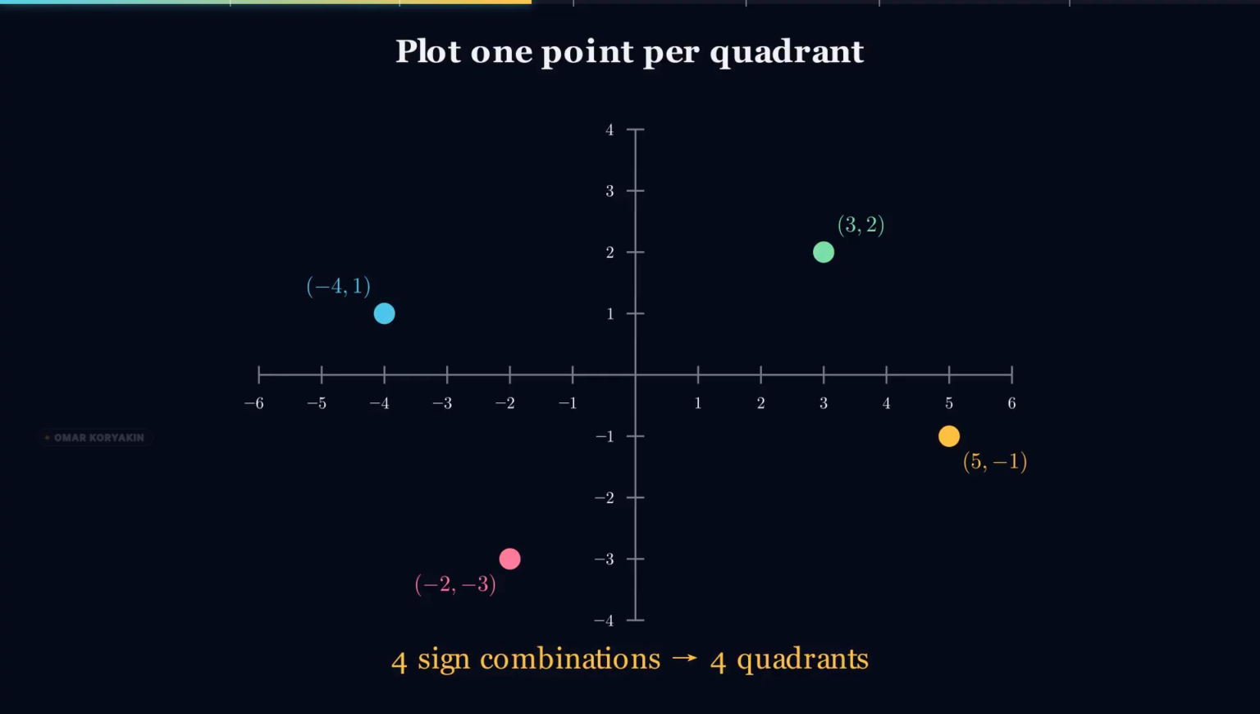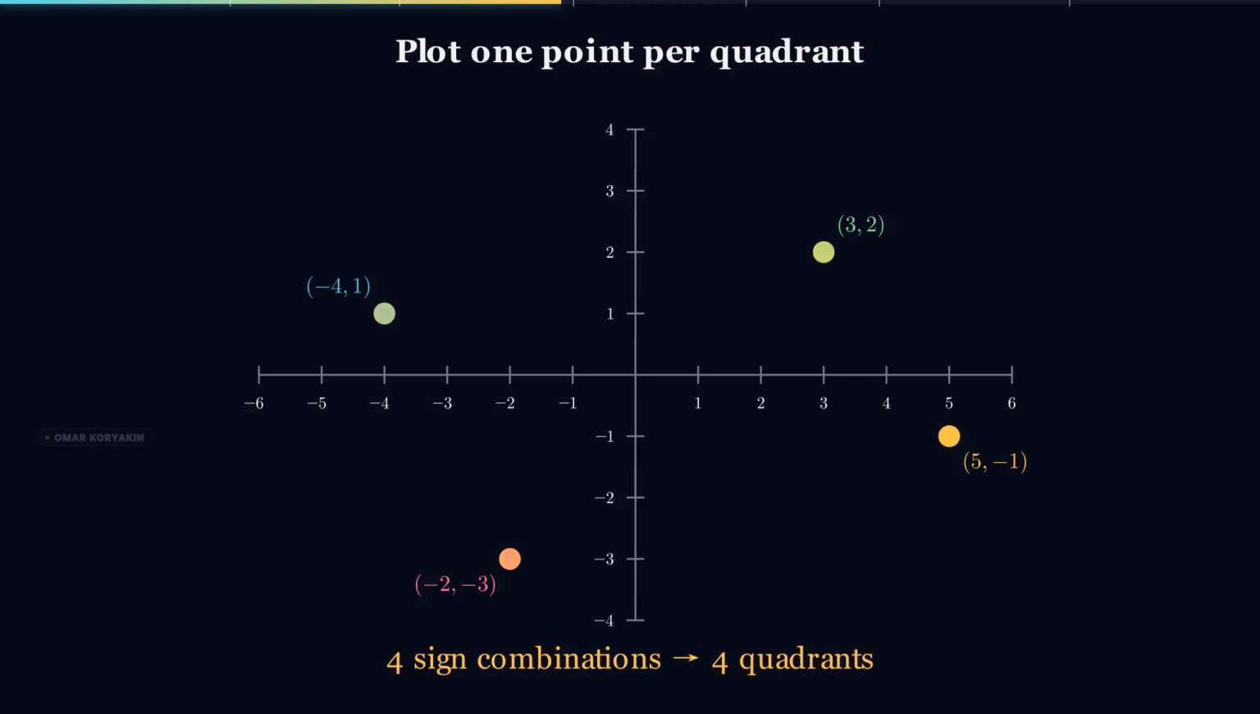The big lesson from this example is the systematic plot-by-coordinates procedure: x first, horizontal motion; y second, vertical motion. Verify the quadrant matches the sign combination. The procedure is mechanical and reliable, and after plotting 15 or 20 points, you will be able to plot any ordered pair in under 5 seconds without conscious thought.